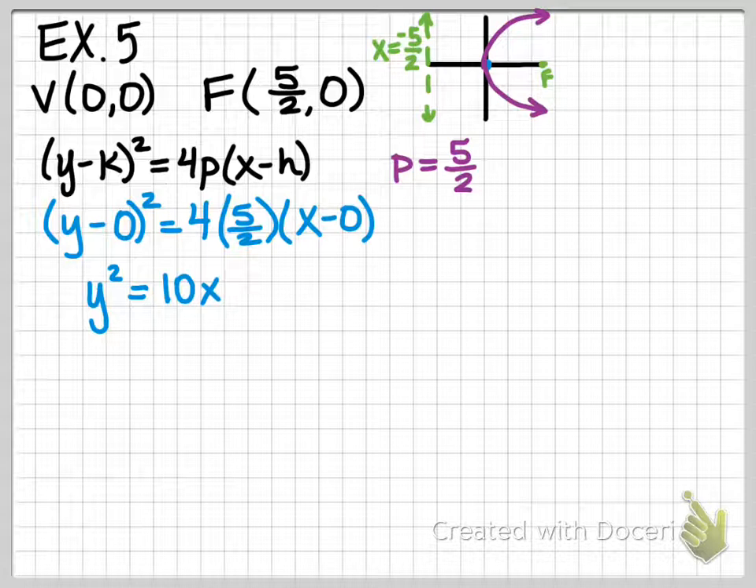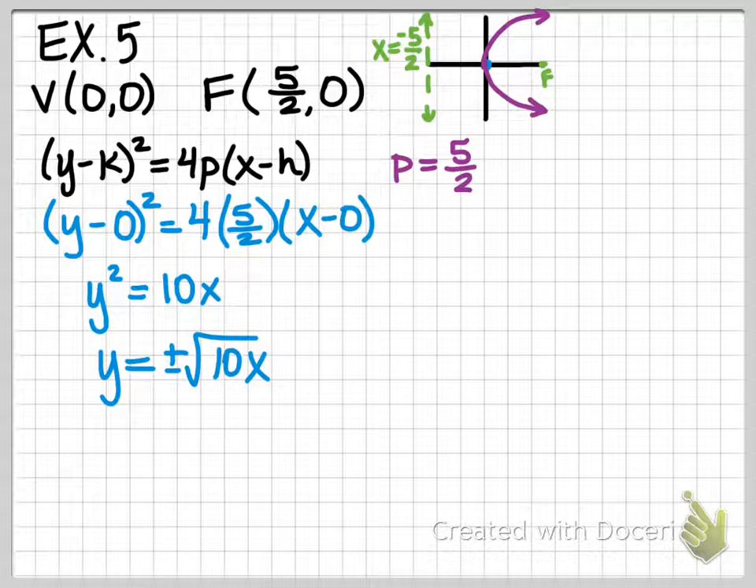If I was wanting to graph this, I don't have the ability to graph y squared in my calculator. I would have to get y by itself by taking the square root of both sides. Then when I take the square root, remember you have to put the plus or minus square root of 10x.